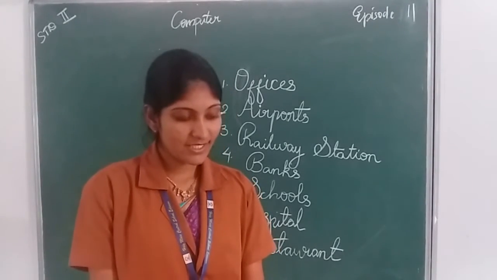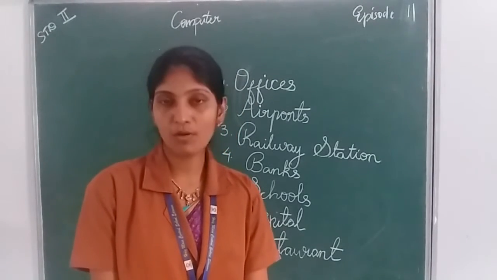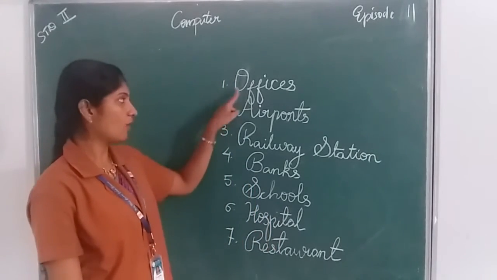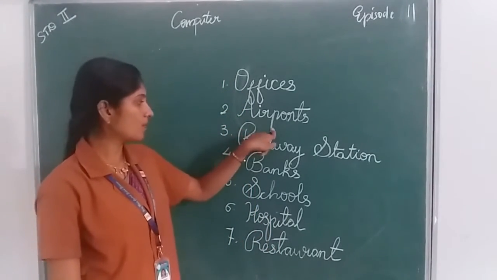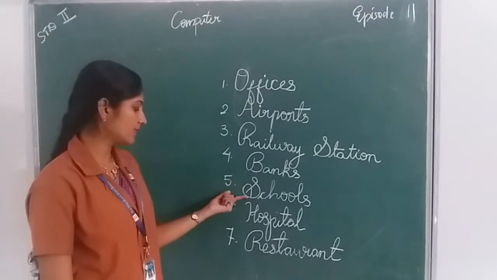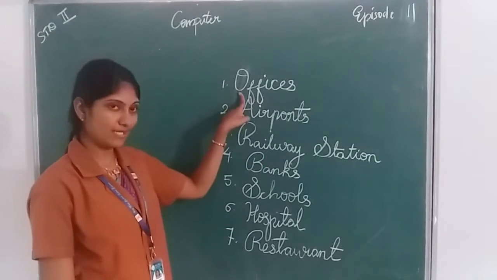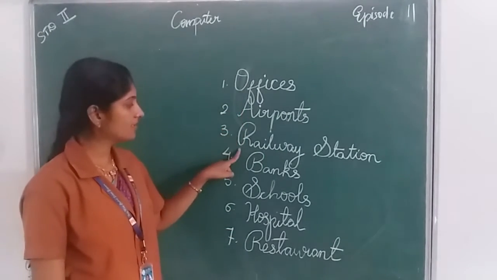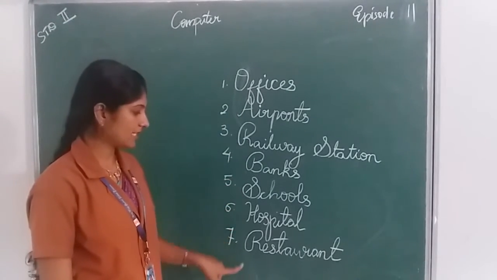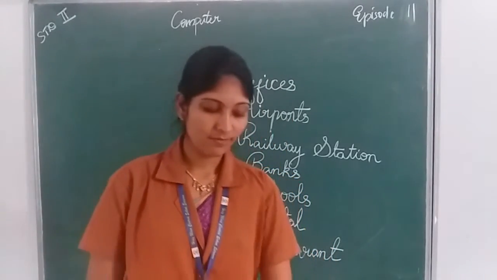Then there is an activity: where have you seen computers? Write down the names of all those places. So you can write these places: offices, airports, railway station, banks, schools, hospital and restaurant. Offices, airports, railway station, banks, schools, hospital, restaurant. So let's do the worksheet. Worksheet 1.